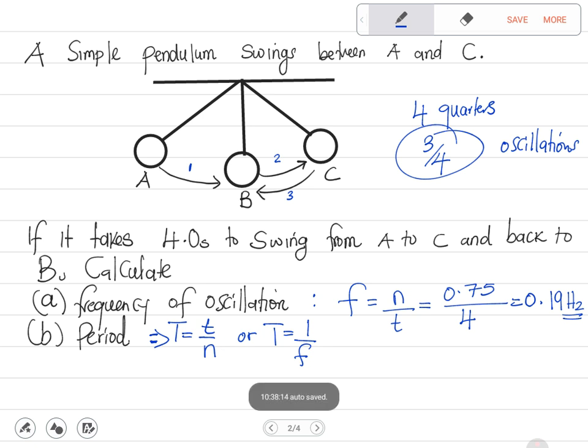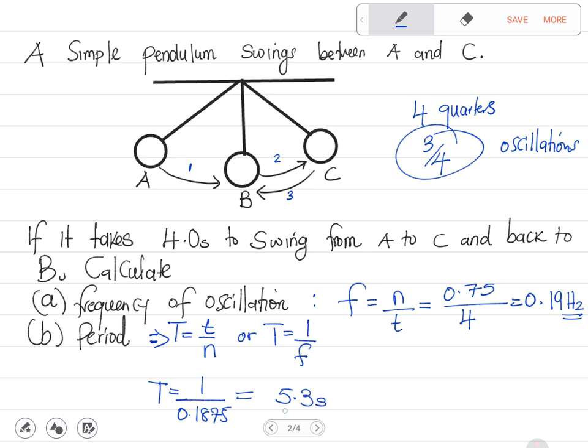Since you know the frequency, just say 1 over, I'll use the first one which I used, 0.1875. It's fine even if you use 0.19. The answers will be very close. I'm getting like 5.3.